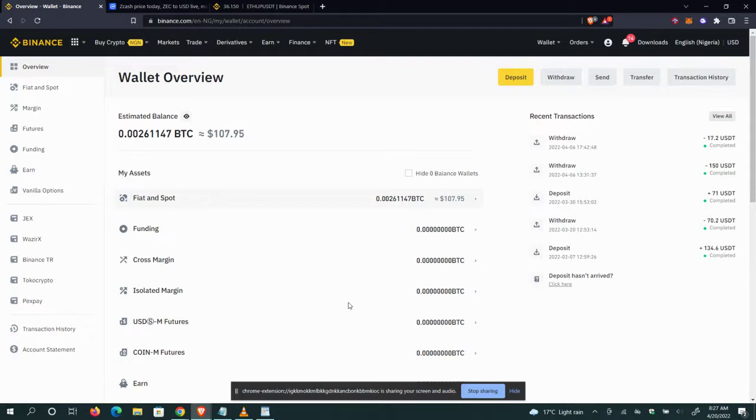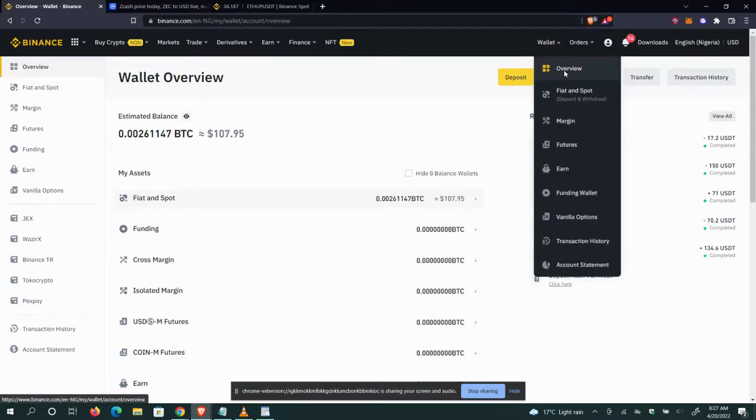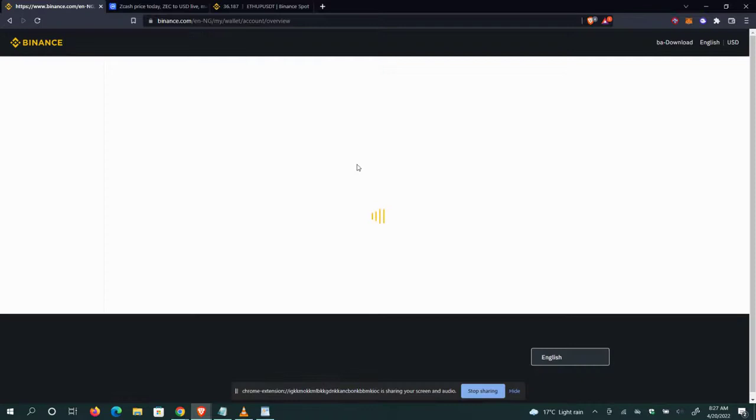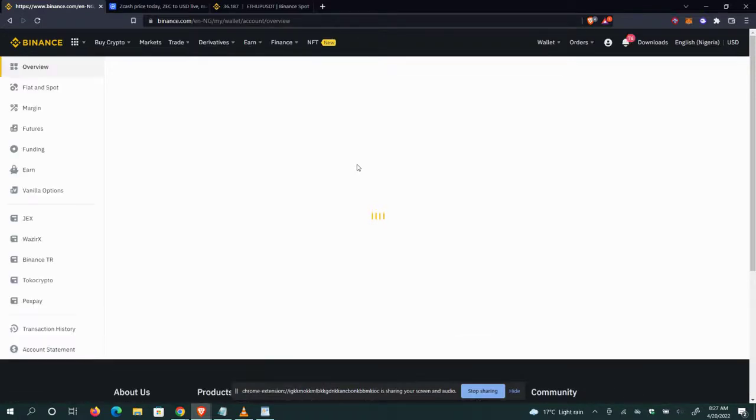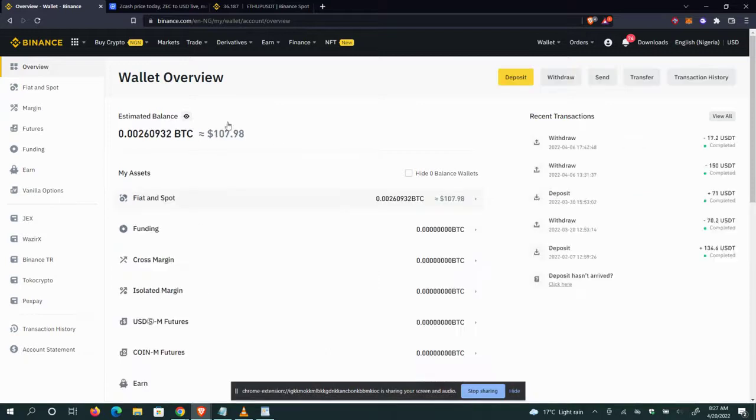If you want to see all you have, like your balance, instead of being confused about where that fund went, all you need to do is come to this wallet spot and click on overview. Once you click on overview, it shows you your entire wallet and your balance. And once you're staking and everything, you find everything written here. You understand? These are little transactions I've done on this platform. 17, 150, 71, 70, $134. All these are transactions I've done because it's not too old a wallet.